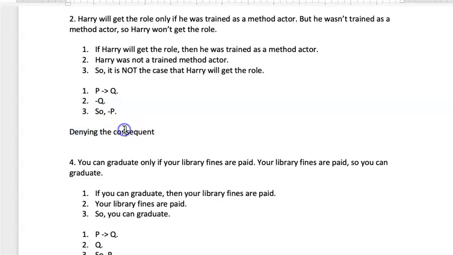So remember that the names of the arguments are just named after the second premise, basically. So this is a case of denying the consequent, which is a valid form.